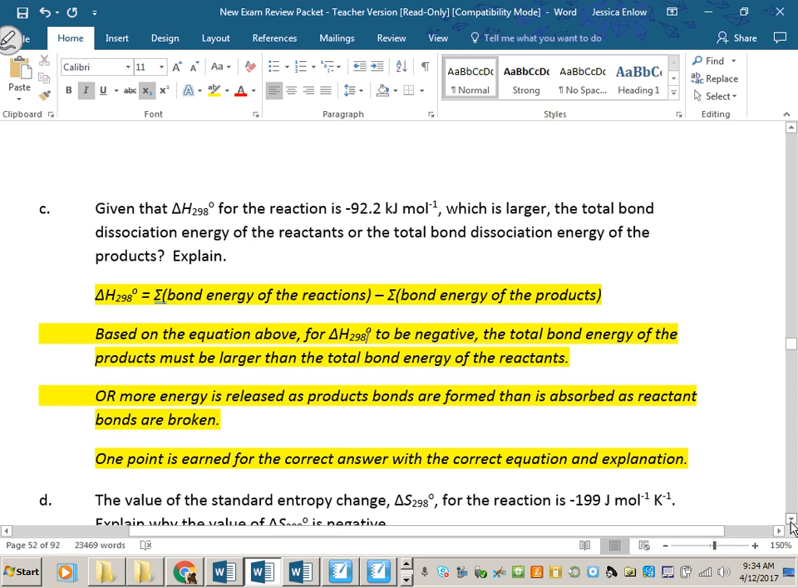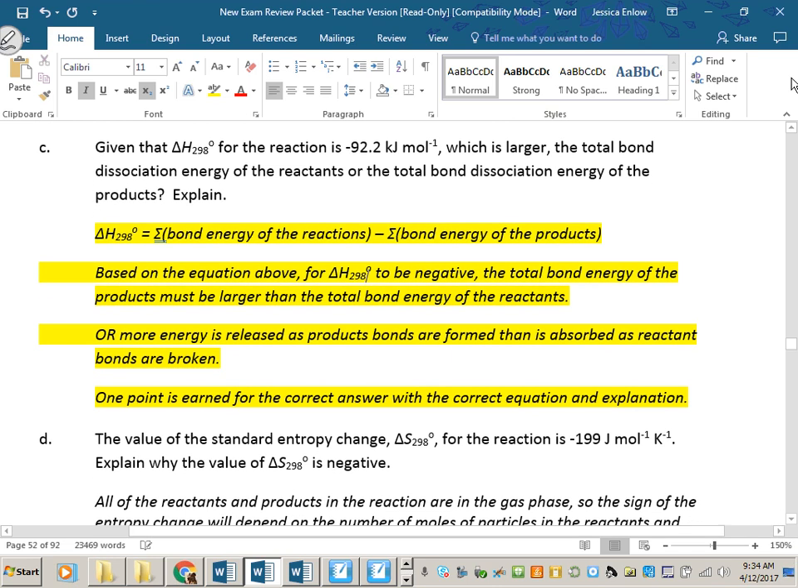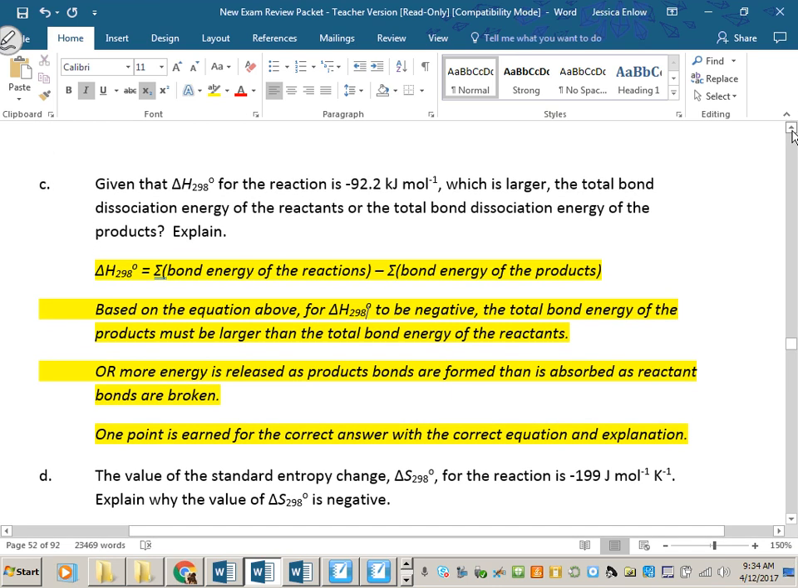All right, last bit here. You have your delta S given. Reaction delta S for the entire reaction is negative 199 joules per mole K. Why overall is this value negative? What does a negative delta S mean?